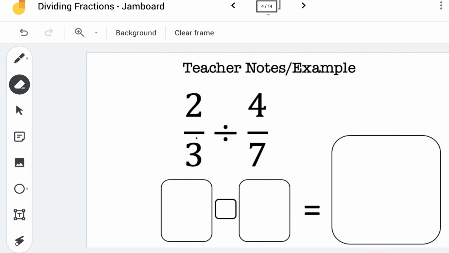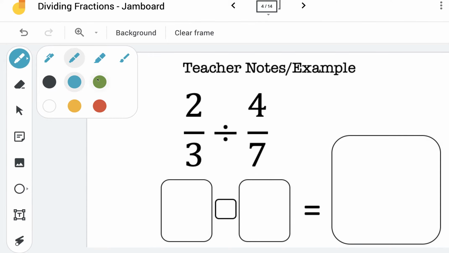All right, for this problem, we're going to divide 2/3 divided by 4/7. So again, come over here and grab a pen or a marker, okay? And remember, the rules for dividing are simple. Follow the keep, change, flip rule.